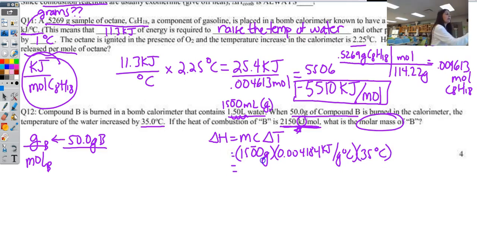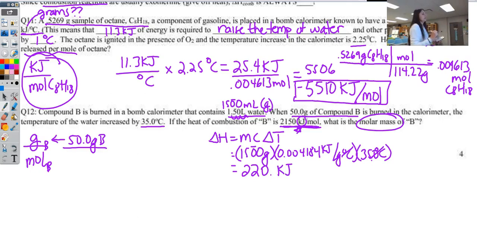And when we do, my grams cancel out, my Celsius cancels out, and I'm left with kilojoules. So I've got 1500 times the 0.004184 times the 35. And that gives me 3 sig figs. Actually, the temperature, sometimes people will use it and sometimes not. It's 35.0 anyway, so 3 sig figs on this. So 219.66, which would be 220 with a decimal point, and then that's in kilojoules.